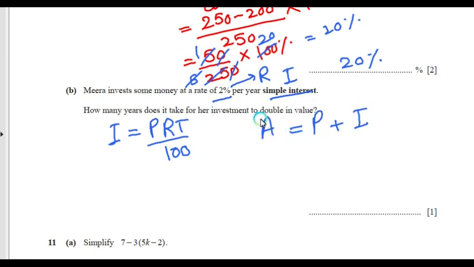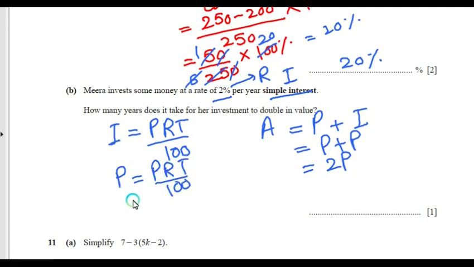So if the amount will be double of the principal, it means this interest must be equal to the principal, right? So that it becomes 2 times P. So that's why I am changing this: I is equal to P, RT over 100. Got it? So putting the values, P equal to P, R is 2%, time is unknown, T as it is, and 100.